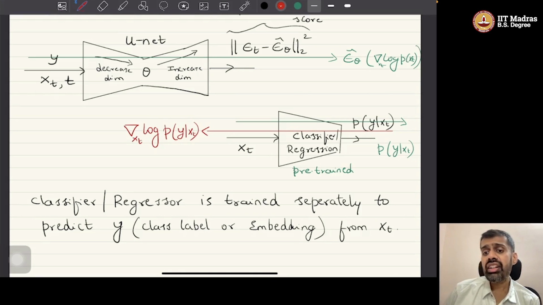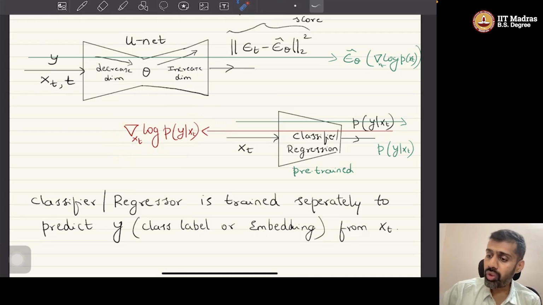Now, as one can find the gradients of a particular loss function with respect to the parameters of the network, one can also find the gradients of a neural network with respect to the input as well. Because you can treat this input as another vector, you are simply finding the gradient of this with respect to the input vector. So now this gives you the classifier gradient.